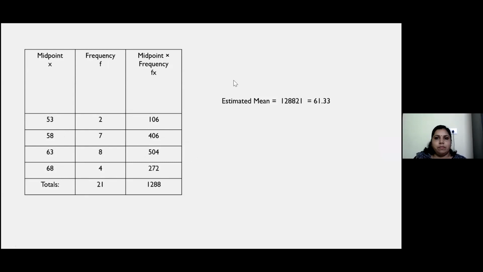Okay, very good. Excellent. So add all the values together. What is the value when you add it? Yes, 1288. You have to divide 1288 by 21 and see the answer.